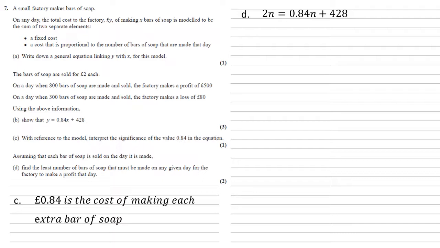So, taking 0.84N from both sides gives us 1.16N equals 428, and dividing through gives us N equals 368.97. Now we can only sell a whole number of bars of soap, so our answer needs to be a whole number. This is the break-even point, so we need to round up to make a profit. So they sell 369 bars.